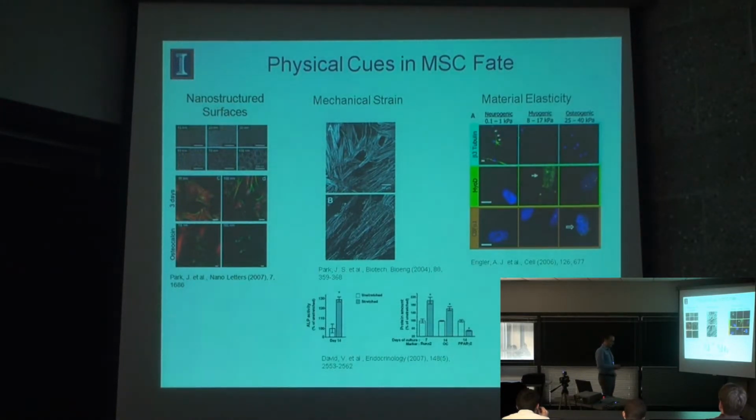A real seminal work came out of Dennis Discher's lab at Penn with Adam Engler as the first author, who's now at University of California, San Diego, and he's visited us last year, I think. Adam and Dennis published this paper in 2006 that I think really changed the way a lot of the material scientists in bioengineering thought about these things.